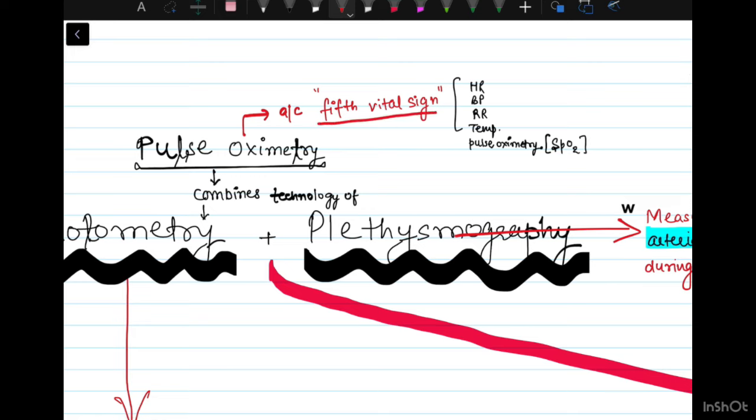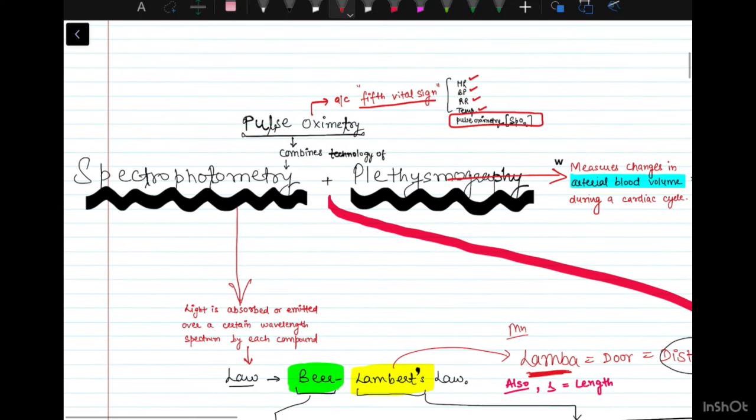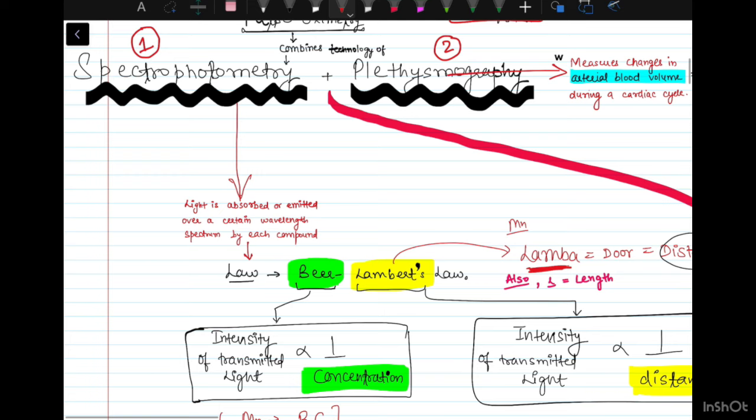As we all know, pulse oximetry is known as a fifth vital sign. Apart from the heart rate, blood pressure, respiratory rate, temperature, the fifth vital sign is considered the pulse oximeter. It basically consists of two things. First, the principle consists of spectrophotometry and plethysmography. We'll deal with each of them one by one. First, we'll talk about what is spectrophotometry.